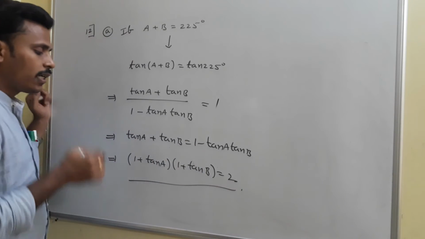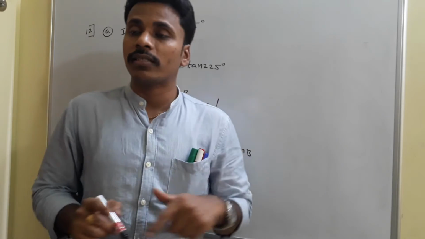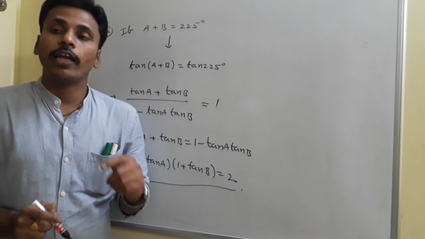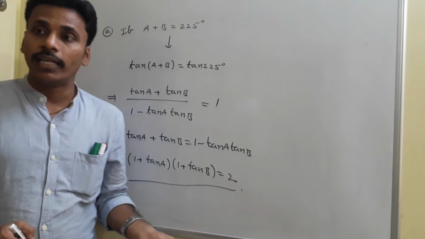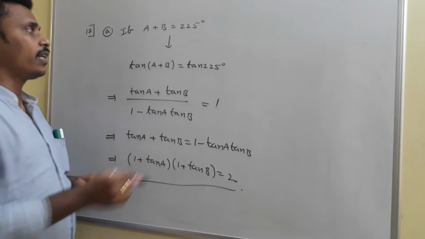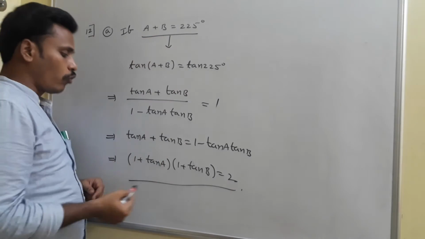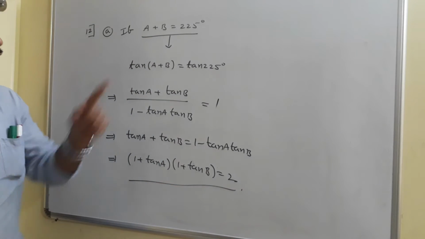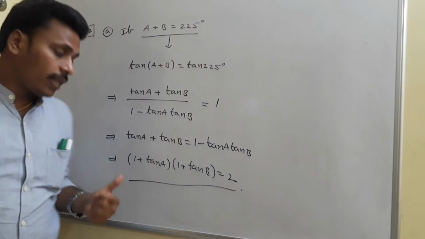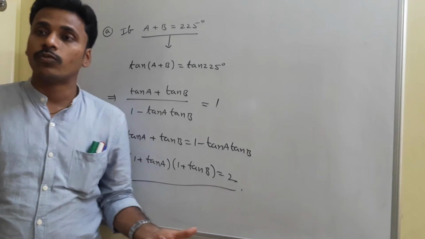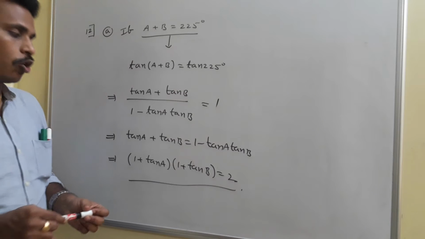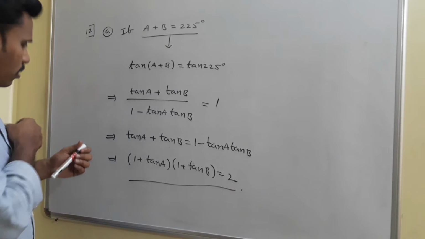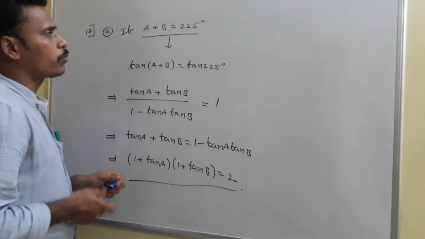At the end, this 1 plus tan a into 1 plus tan b is equal to 2 if the sum of angles a and b is either 45 degrees or it may be 225 degrees. If a plus b is equal to 225, I have this result. If a plus b is equal to 45, then also I have this result: 1 plus tan a into 1 plus tan b is equal to how much? 2. Similar to that, there is still a chance to generate some problems based on this.